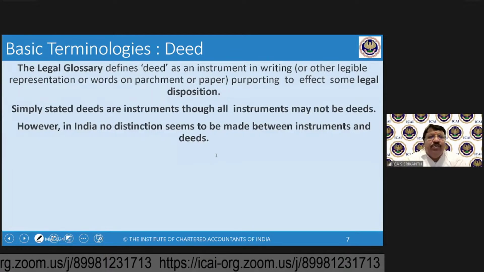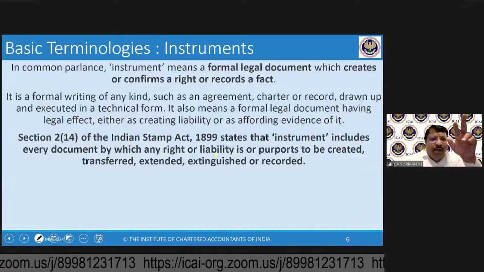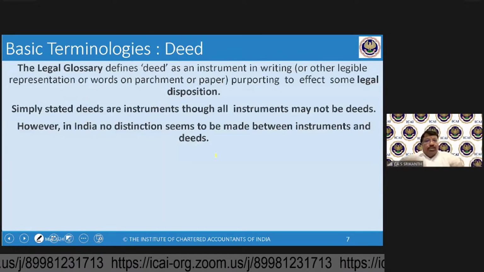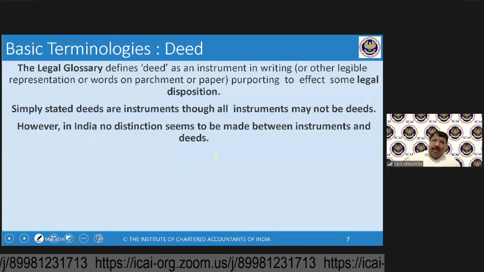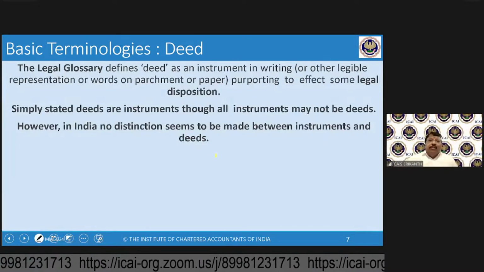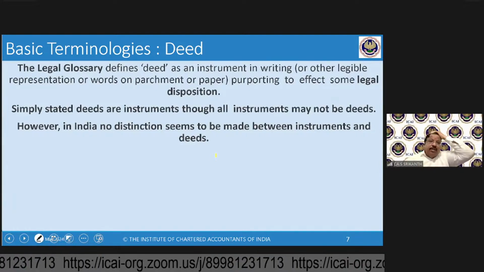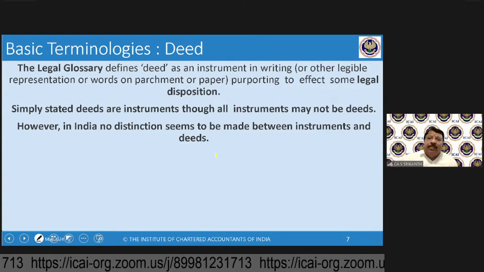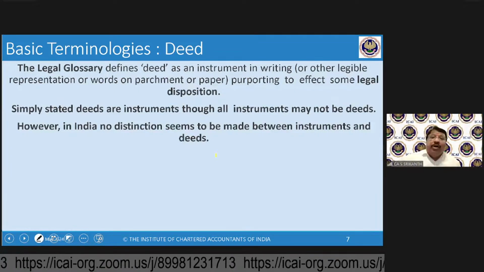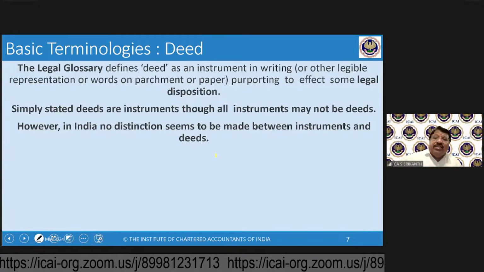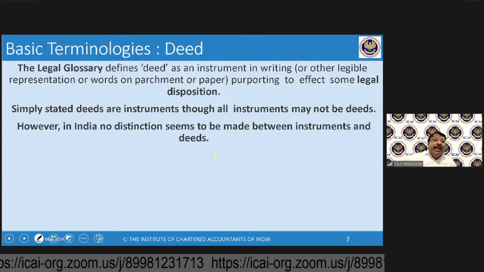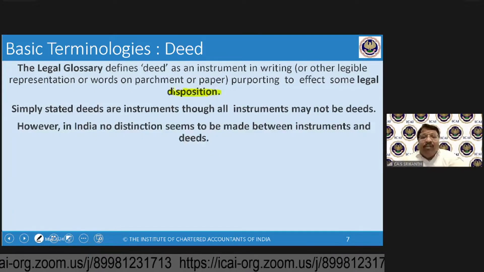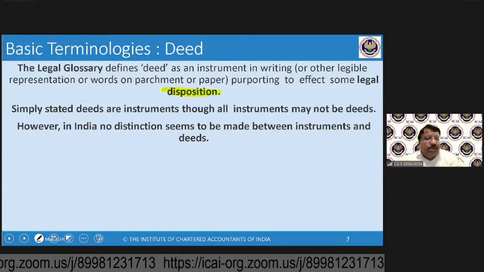Now, what is the difference between an agreement or a deed? Both are instruments. Deed is also an instrument. Agreement is also an instrument. But deed goes one up because it is an instrument in writing or other legible exploitation on parchment or paper that affects some legal disposition. Don't be frightened by this word disposition.